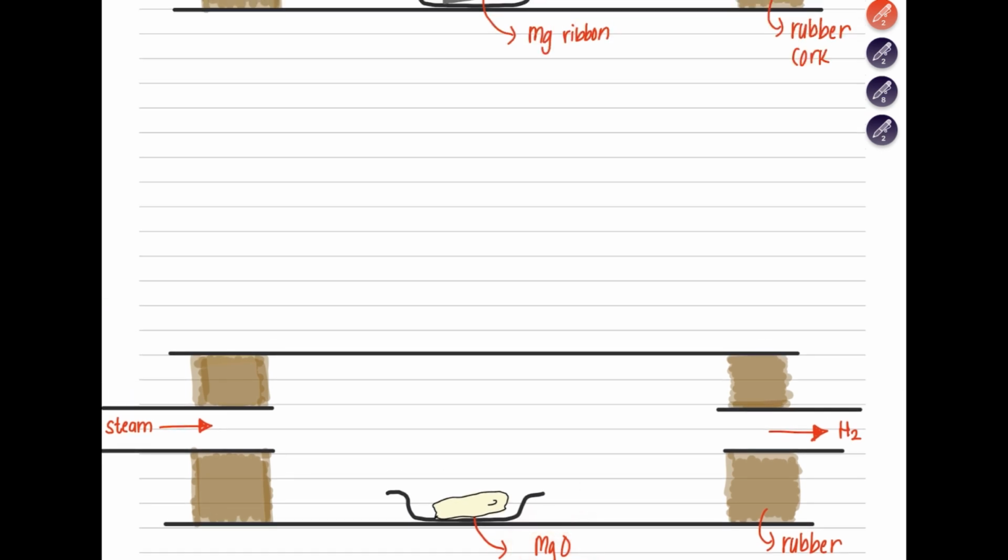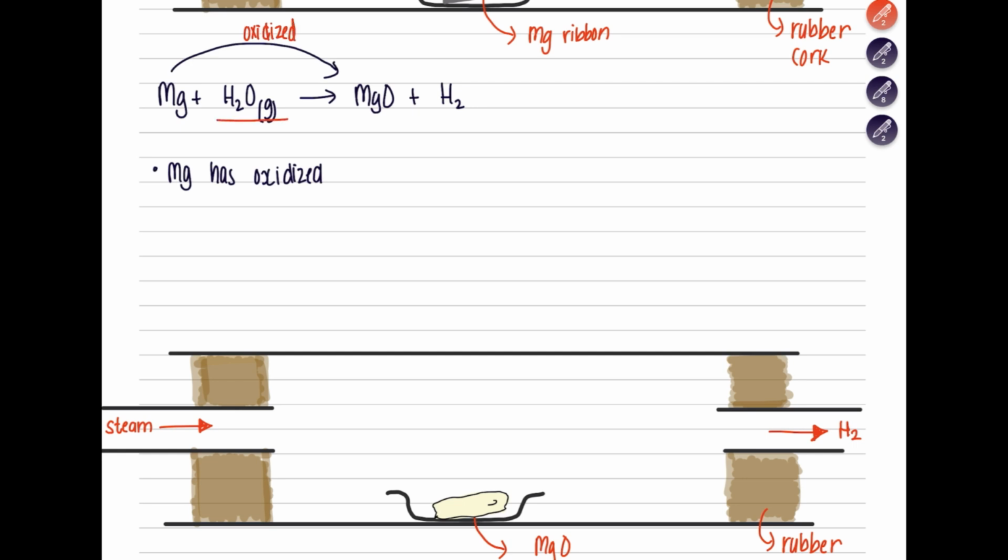Let's try to write down this reaction. Magnesium plus water in the form of gas, which is steam, gives us MgO plus hydrogen gas. So what really happened here is that magnesium has oxidized, but water has reduced to hydrogen. So this is a reduction. We call this type of reaction a redox reaction. Red for reduction, ox for oxidation. So this is a redox reaction.